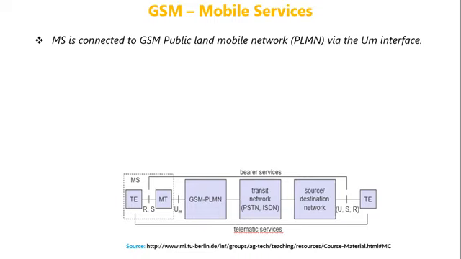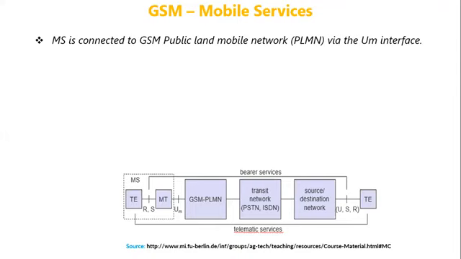In this lecture, let us try to understand the various mobile services offered by GSM. So basically, the mobile services offered by GSM can be divided into three categories. These are bearer services, teleservices, and supplementary services.